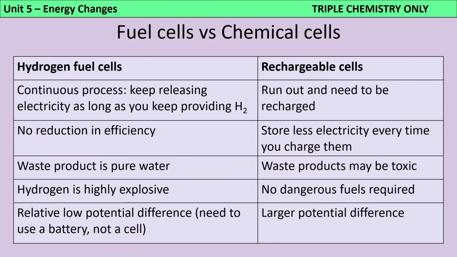Okay, so then you could be asked to evaluate and compare the use of hydrogen fuel cells versus rechargeable chemical cells. So first thing, hydrogen fuel cells are continuous, so they just keep going and going and going, whereas rechargeable batteries run out and then need recharging before you can use them again. That means that hydrogen fuel cells maintain their efficiency the whole time, whereas rechargeable cells gradually get less and less good the more you use them.